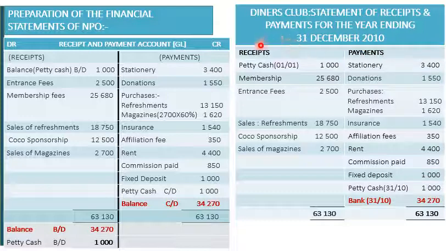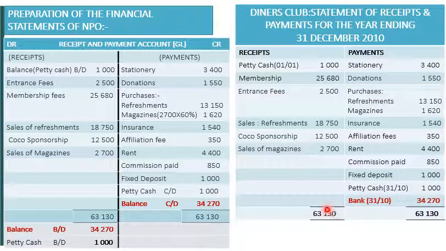Then on the receipt side, we will list the accounts and reflect the amount as they were calculated and shown in the receipt and payment account. On the payment side, we will reflect the payments as they were reflected in the receipt and payment account. Then the statement will conclude by showing the petty cash closing balance with the payments.